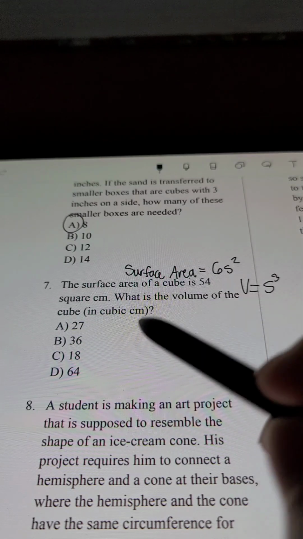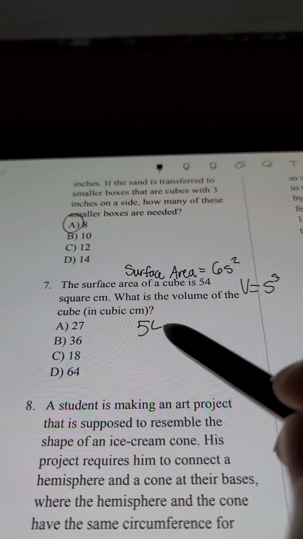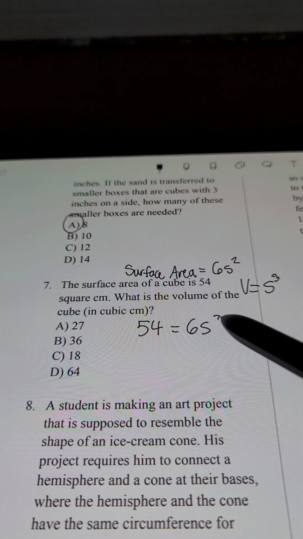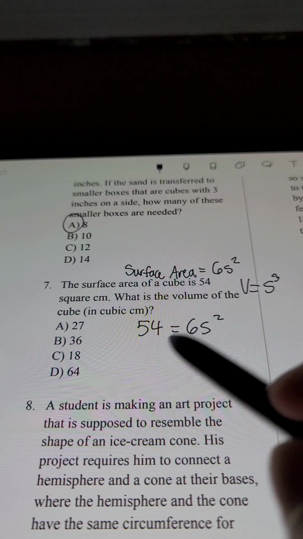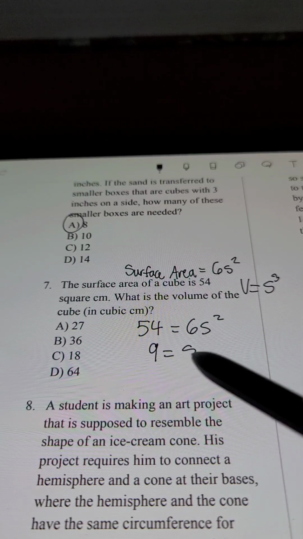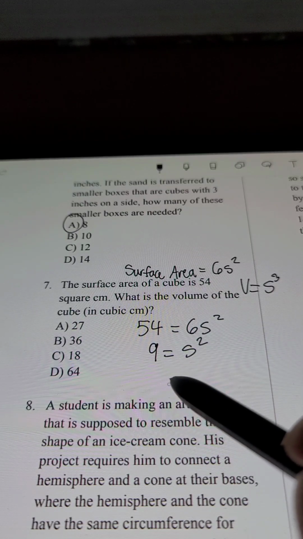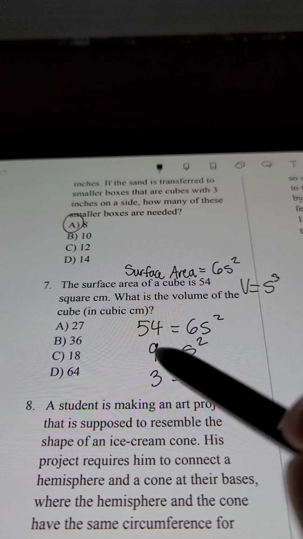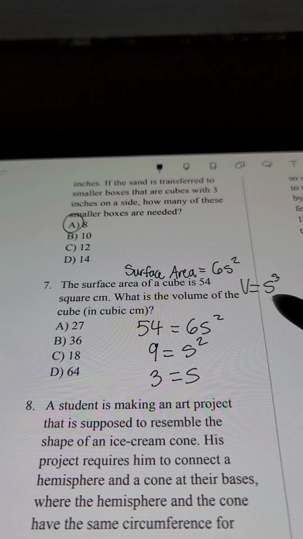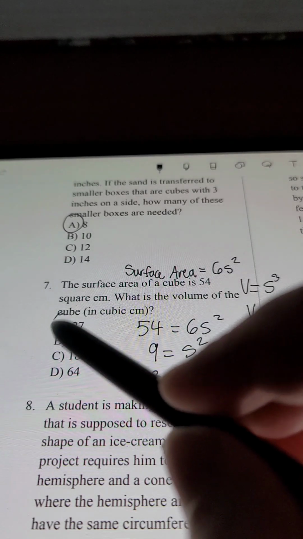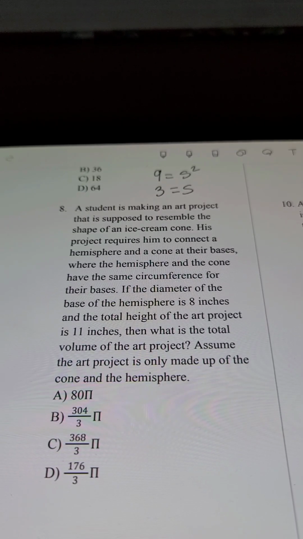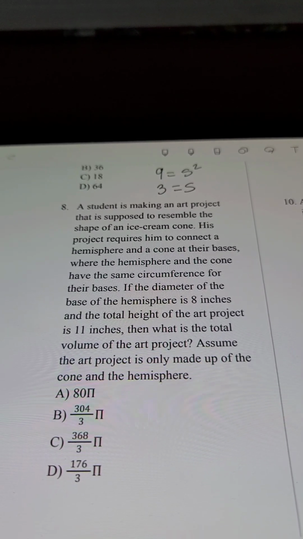So let's do that. Surface area, 54, is equal to 6 times s squared. So now I'm going to divide each side by 6. That's going to give me 9 is equal to s squared. And then square root each side, and that gives me that the side length is equal to 3. So now I'm going to plug that in here to find the volume of the cube. So that's going to be 3 cubed, which is 27. A. Okay, pause to read number 8 if you haven't already.